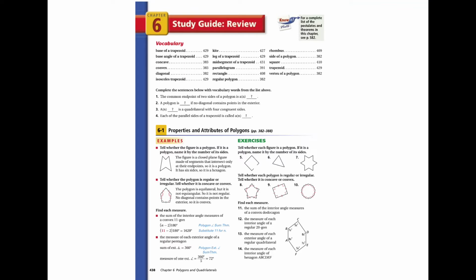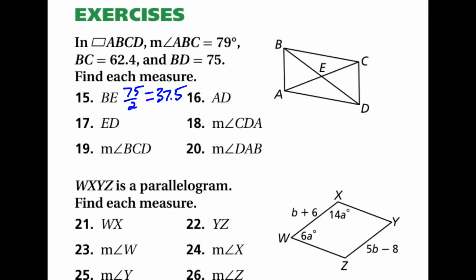This video goes over the Chapter 6 study guide. To review, we're going to be doing problems 15 through 26, 31 through 32, 34 through 37, 50 through 52, and 56 through 64. 15 asks us to find the measure of BE.